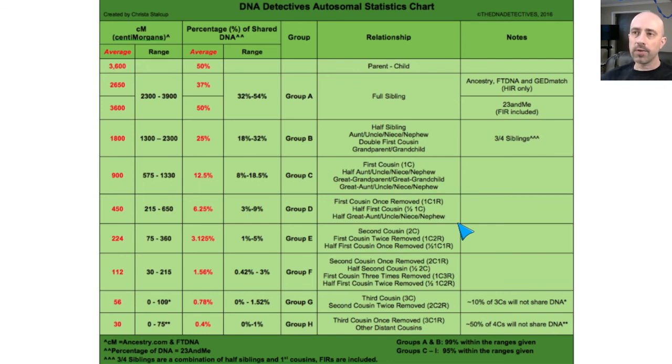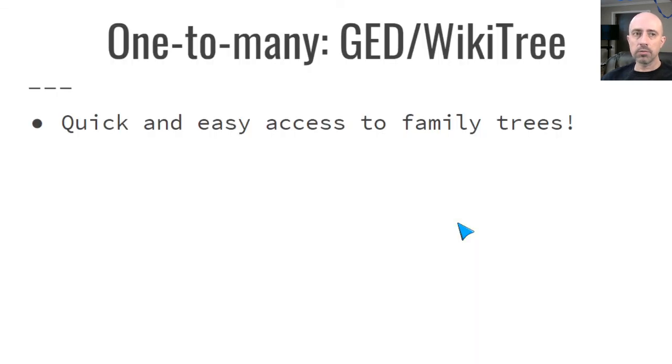If you want a pretty simple and straightforward way to look up centimorgan values, you can go to this so-called green chart. It's very helpful. Otherwise, you can also look for information about shared centimorgan values at Johnny Pearl's DNA Painter website. You can get information for free about centimorgan values there.